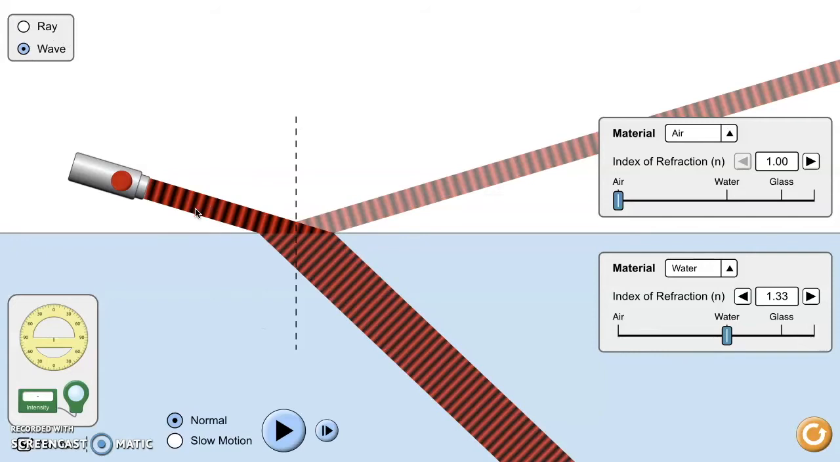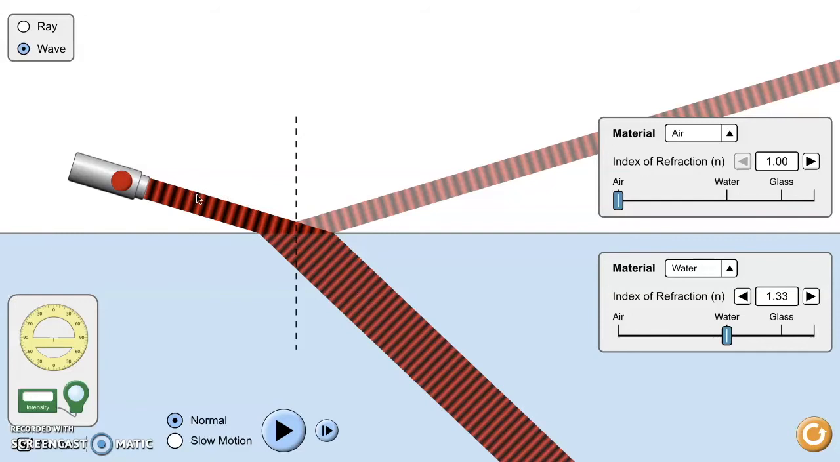Some other things go along with refraction. Notice that these bright spots are going to be the crests, and the dark spots are going to be the troughs. And we've got a certain wavelength here. But then when we move into the new medium, into the water, that wavelength is no longer the same. It's a little bit shorter.